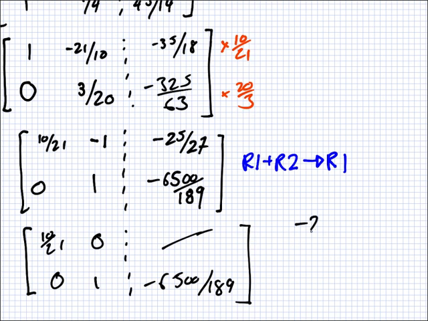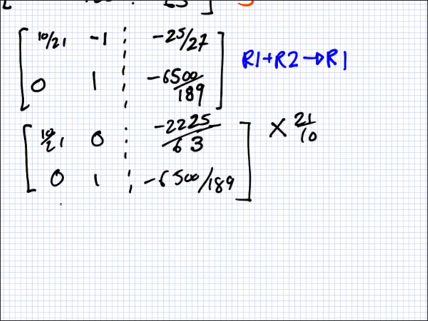Sorry, I want someone to type in this. Minus 25 over 27 plus, sorry, minus 6,500 over 189. So whatever minus. What did you get? Negative 2225 over 63, like this. Yeah. Lastly, I want you to multiply row 1 by 21 over 10.